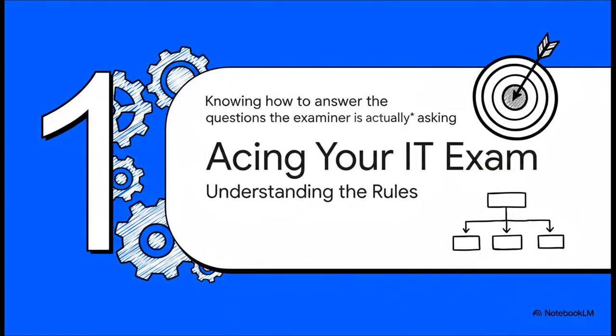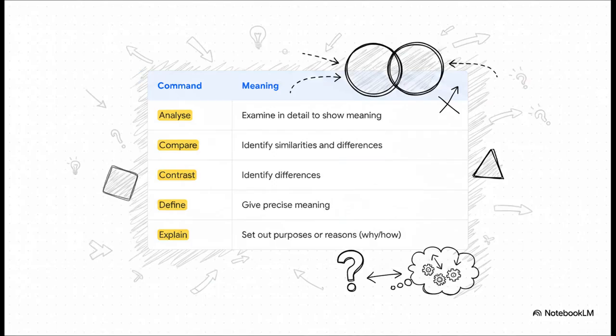Let's go. First things first, if you want to get the top marks, you've got to know the rules of the game. See, it's not just about knowing your stuff, it's about knowing how to give the examiner the exact answer they're looking for. Okay, pay close attention here, because this slide is a total mark winner. Understanding that a word like compare needs both similarities and differences, while contrast only wants the differences, that's a game changer. And when you see explain, you've got to give the why or the how. Don't just list facts. Seriously, getting these words right is your first big step to a better grade.